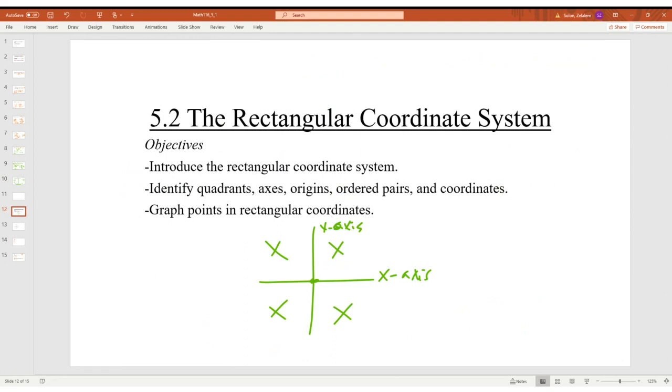Okay, now the last and the most important one is graphing a point in a rectangular coordinate. This one is very important because we are going to graph functions. To graph functions, you have to know how to graph or plot a point in a rectangular coordinate system. How to locate where the point is and how to plot that point is very important. Okay, now let's discuss that in the next slide.